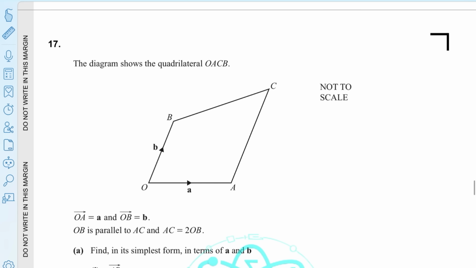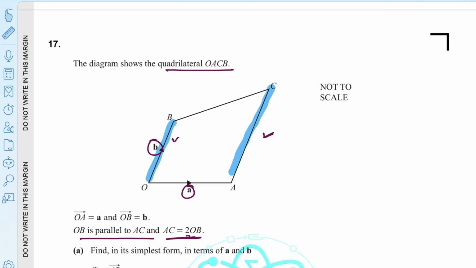This question is about vectors, right? The diagram shows a quadrilateral OACB. You can see here, OA equals a, this one. OB equals b, this one. And OB is parallel to AC. These two are parallel, you can see here as per the question, right? And AC equals twice OB. So whatever the value of OB is, AC will be exactly twice this one.